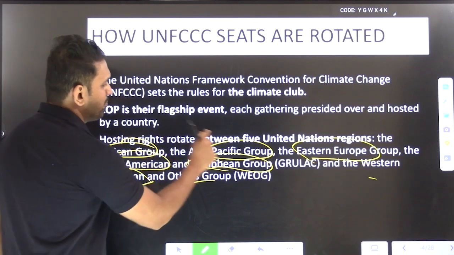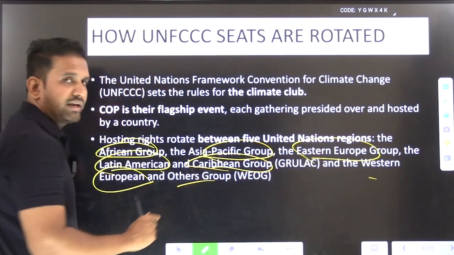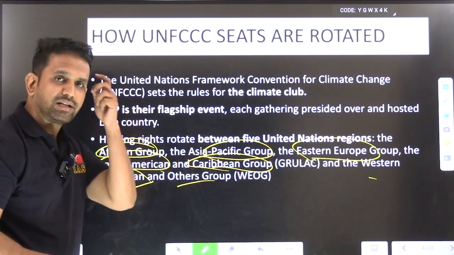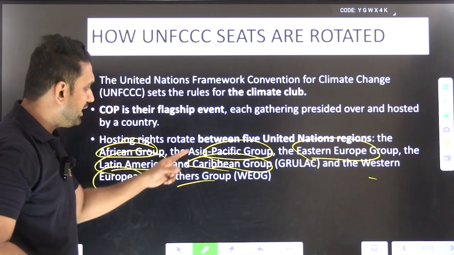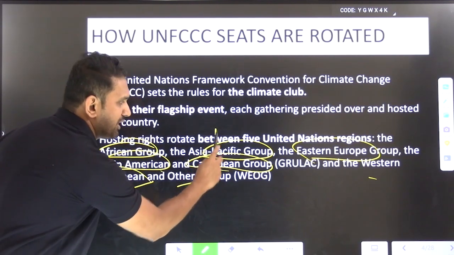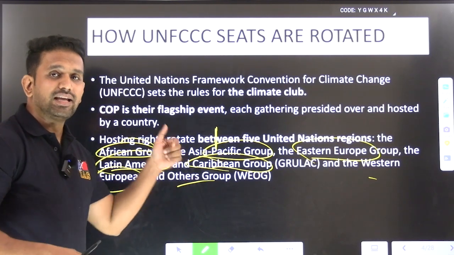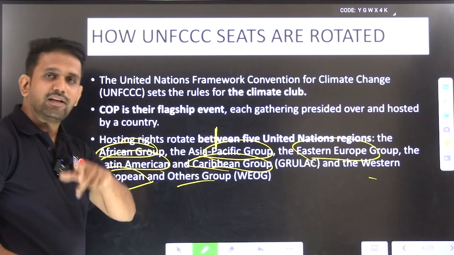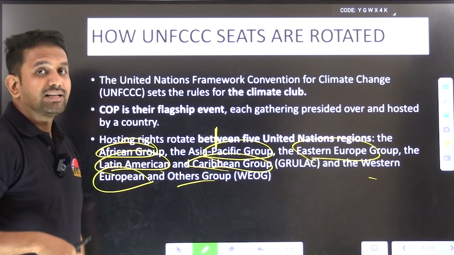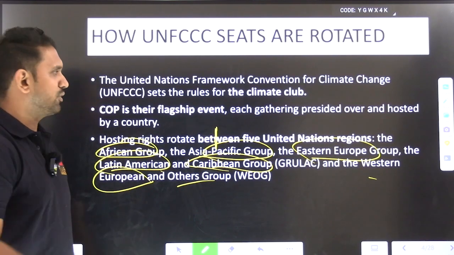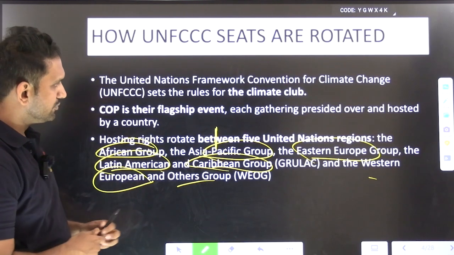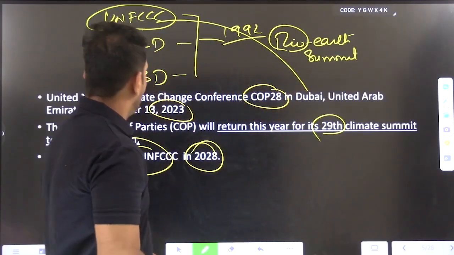Okay, so one by one, the presidentship of this particular convention will be rotated. India will be hosting from this particular group, the Asia Pacific group, because India is a part of the Asian continent. So India will get a chance in this category in 2028. That will be the 33rd United Nations Framework Convention on Climate Change.